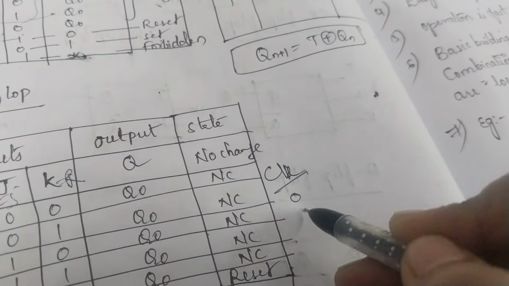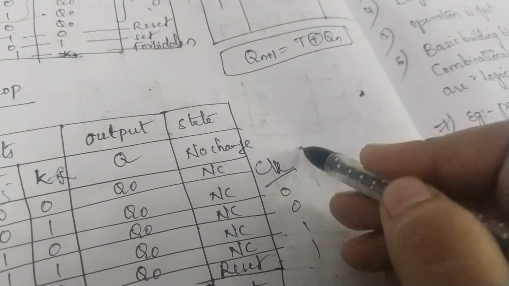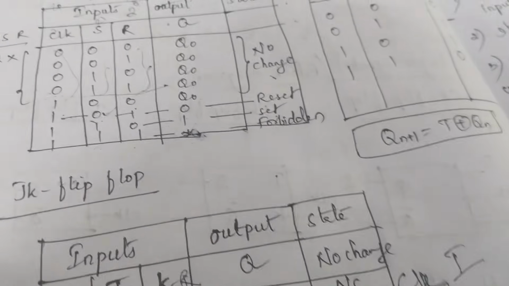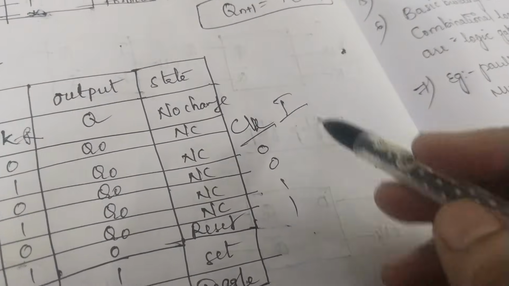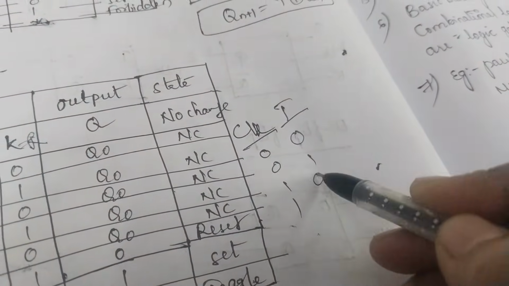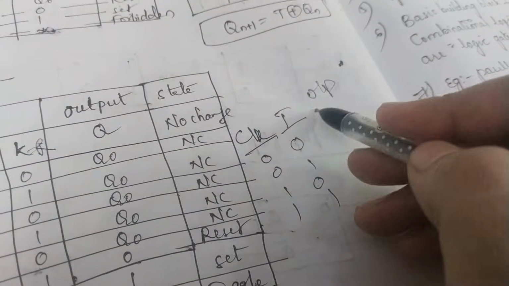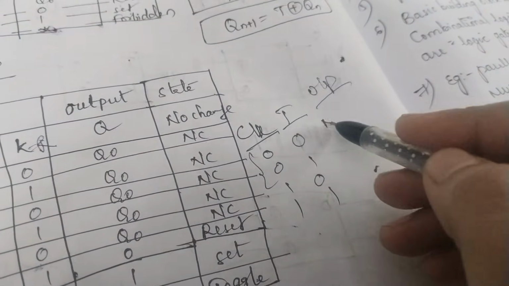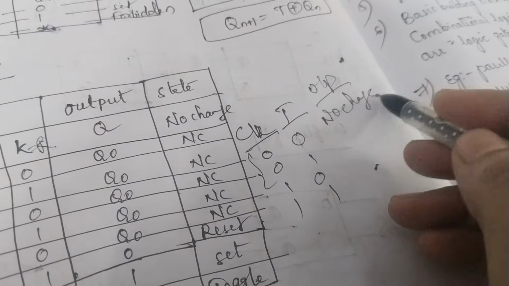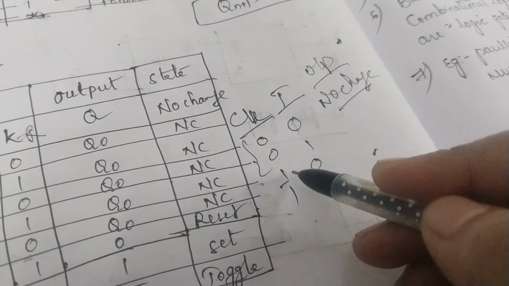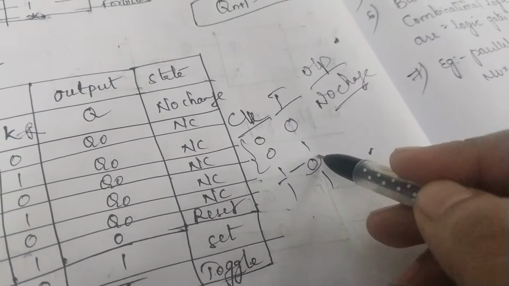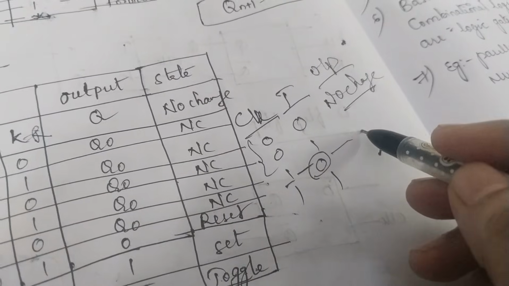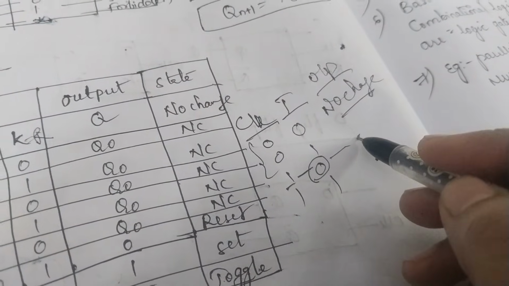Here we have a clock, with inputs 0 0 1 1. In some textbooks the above truth table will be there, and in a few textbooks this truth table is there, that is 0 1 and 0 1. And here we have an output. See here, if clock is 0, the output is no change. But when clock is 1 and the T input is 0, you get the same output, 0 only.